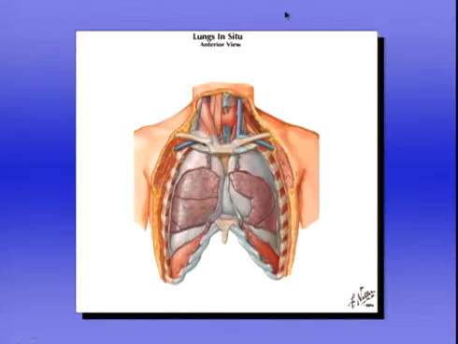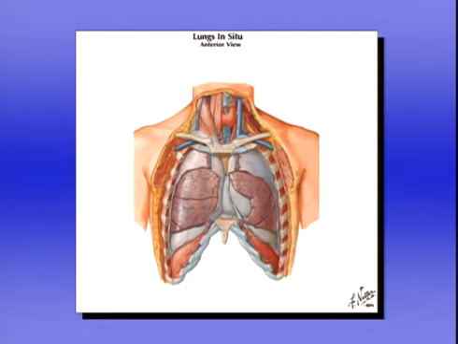And in this nice drawing here, we can see the lung with the chest wall having been removed. We can see the right lung here, the left lung here, and between them is the mediastinum, which contains the heart. The air comes into the lung through the trachea, divides into right and left main bronchi, and the airways get smaller and smaller until we eventually get to the alveoli.